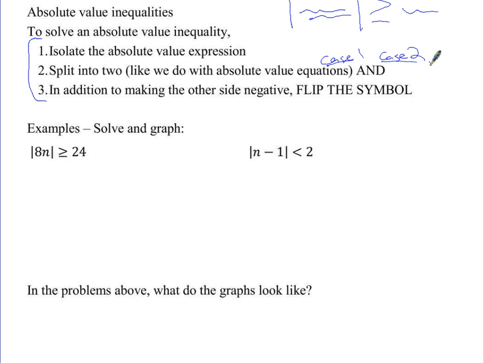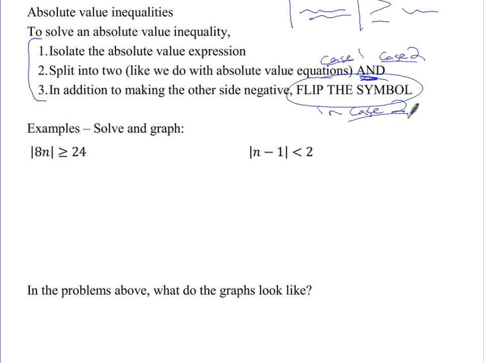Now, in equations, remember what we had to do between case 1 and case 2. Everything stayed the same except for what? The answer changed sign. Okay? Now, split into 2 like we did, case 1 and case 2. And, in addition to making the other side negative, you're going to have to flip the inequality symbol in case 2. So flip the symbol in case 2. It's still called the negative case. So we have the positive case and the negative case. All you're doing is flipping the inequality symbol and changing the sign here.